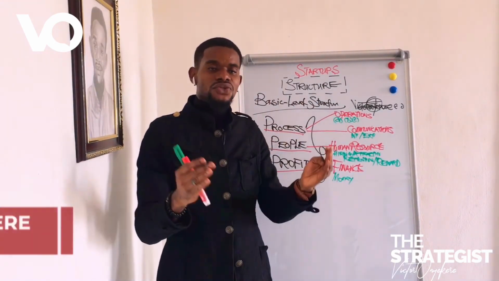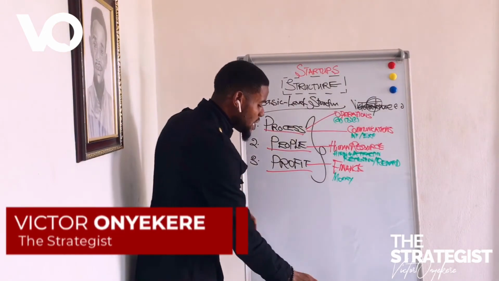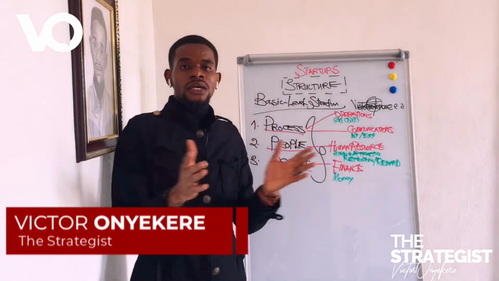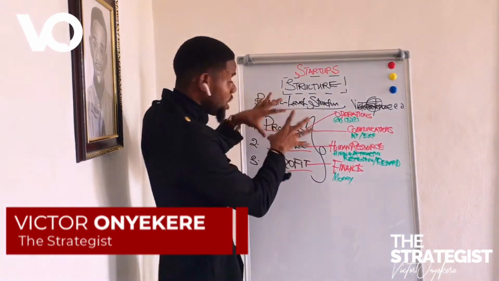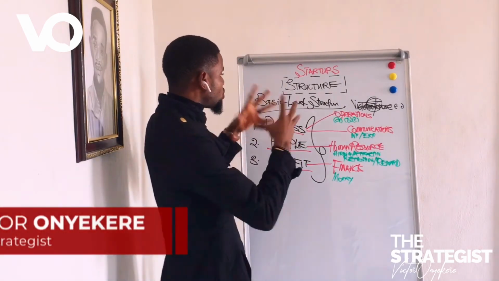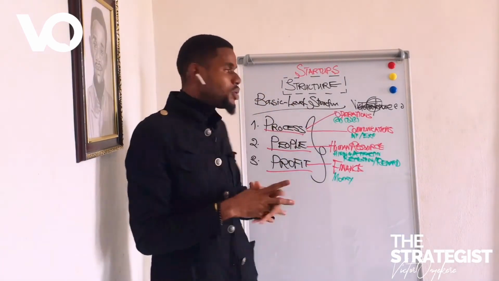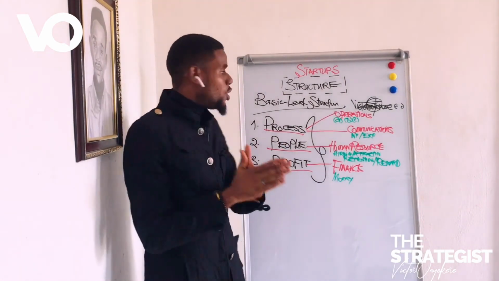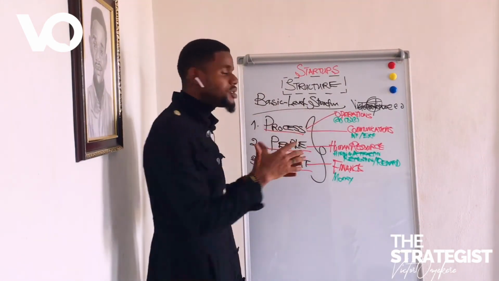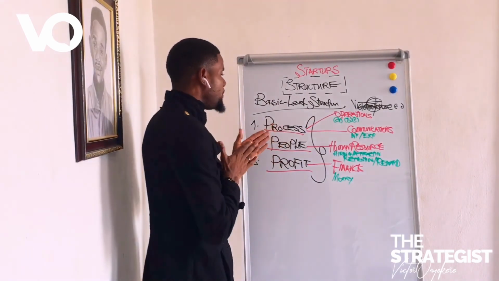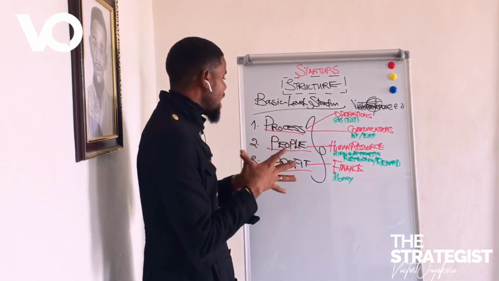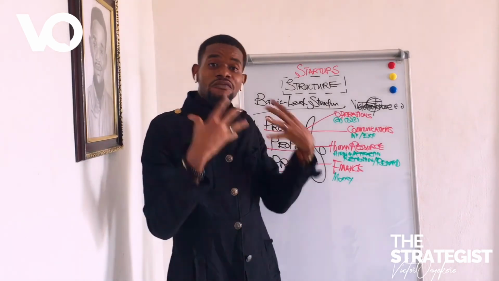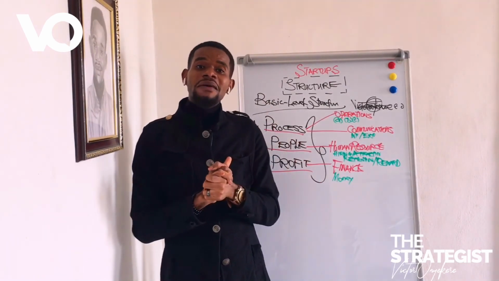All right, so in my next video I'm going to be going deeper into each of these areas. But starting your business, basic level structure, you look at process, you look at people, and you look at profit. Process talks about operations and communications, people talks about human resource, and profit talks about your finance flow. I hope that helped you.